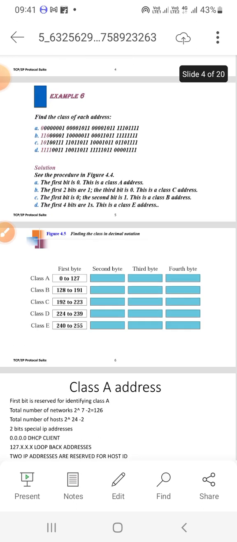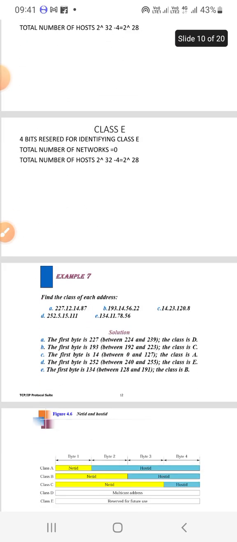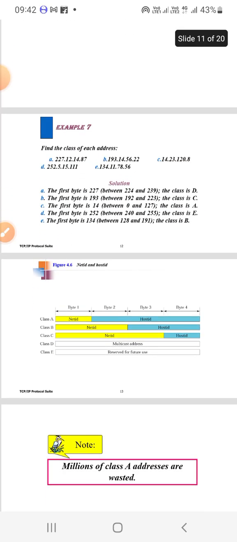We have already seen this in the slide. Class A, 0 to 127. Class B, 128 to 191. Class C, 192 to 223. Class D, 224 to 239. Class E, 240 to 255. By using that table, we need to identify the IP addresses. Another method is to convert to the binary system, and then by using the first bit, second bit, third bit, 3 bits, 4 bits, we can easily identify the classes of IP addresses.